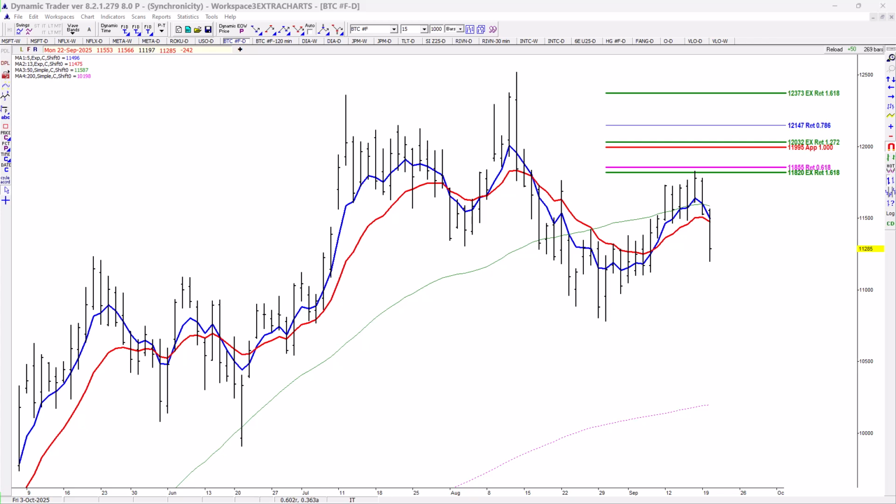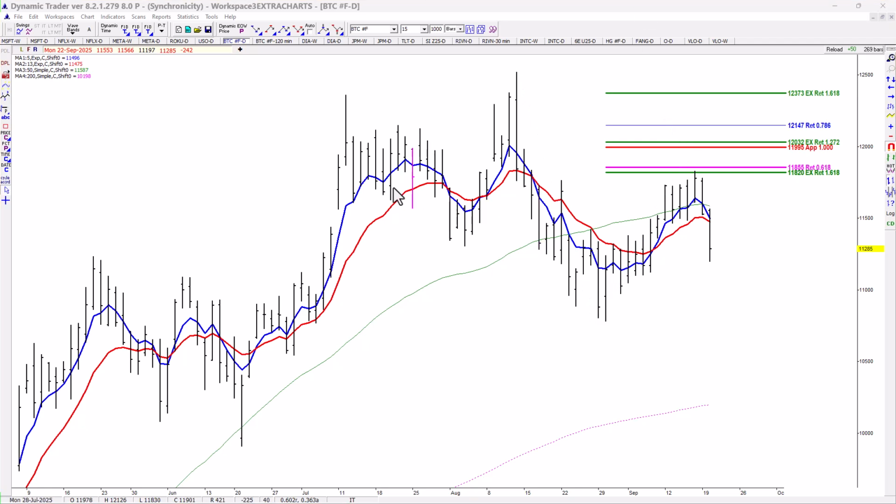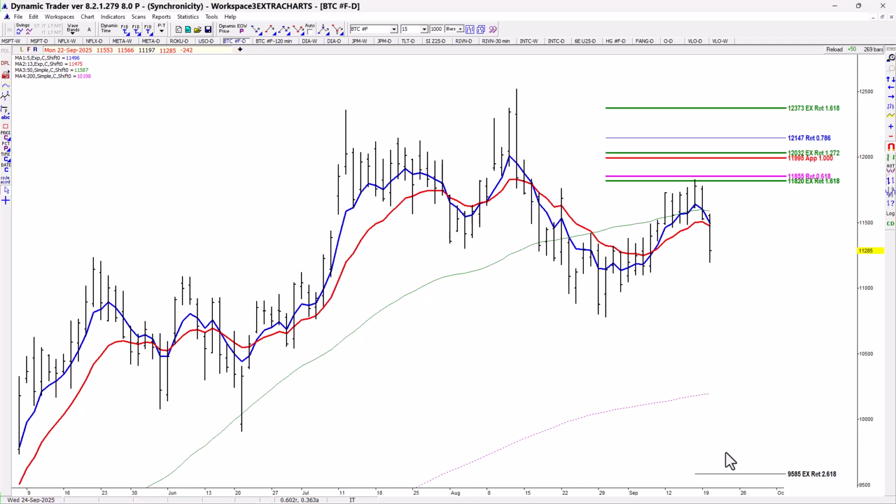In today's video, we're going to take a look at Bitcoin futures, and this is actually the continuous contract. Now, recently we did fail after we got up to a 1618 extension that overlapped a 618 retracement back to that last high. But now the next question is, what's the next decision? Well, we have one coming up, and I'm going to show you how I've come up with it.